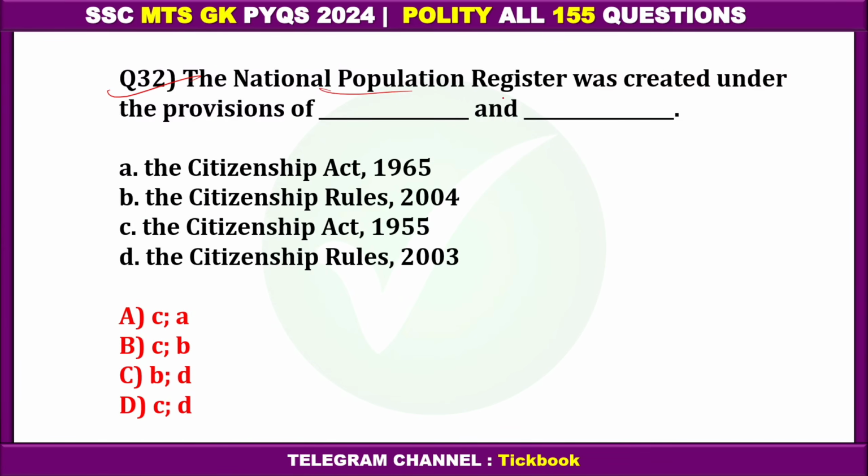32. The National Population Register was created under the provisions of dash and dash. Option number D, C and D. The National Population Register was created under the provisions of the Citizenship Act 1955 and the Citizenship Rules 2003.